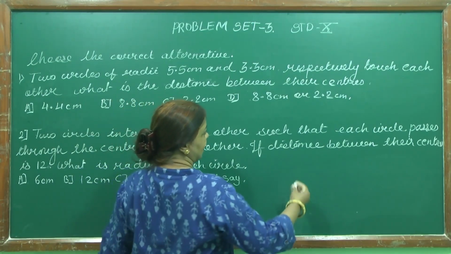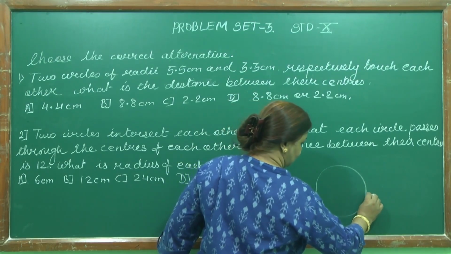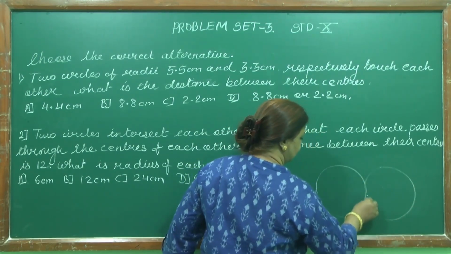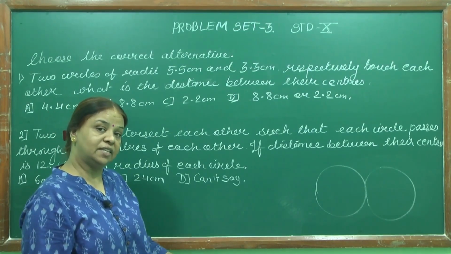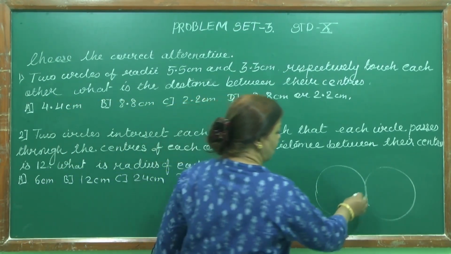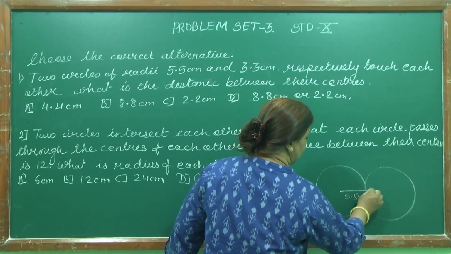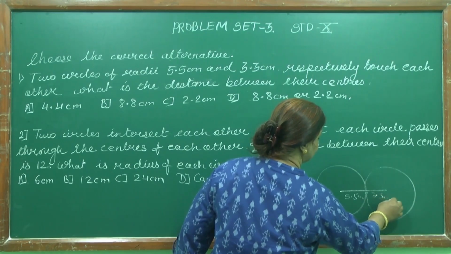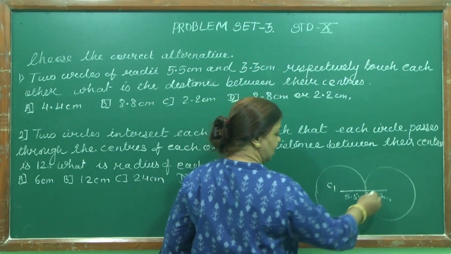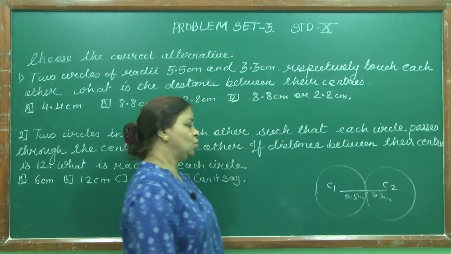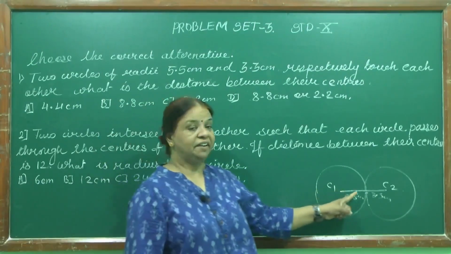So let me draw two circles. I have already discussed in other videos of mine how to find the distance between the two centers when the circles are touching internally and when they are touching externally. So here is a figure where the circle with 5.5 centimeter radius and 3.3 centimeter radius touch each other at one point, and this is center 1 and this is center 2. So what would be the distance between their centers? It is the sum of their radii.